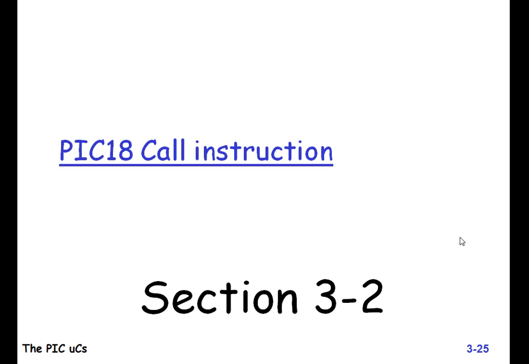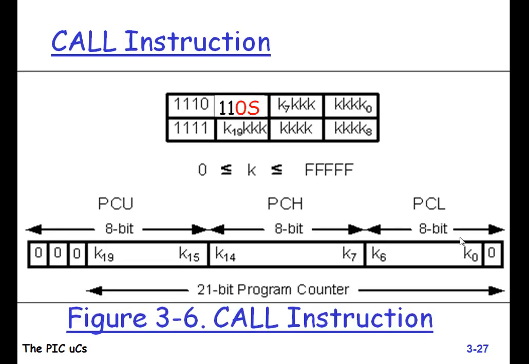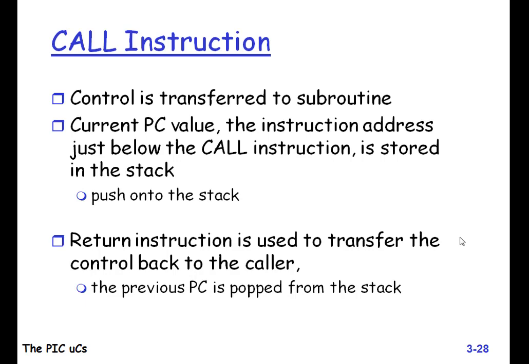PIC18 call instruction. These are in section 3.2 of the book. You can also read it from the book. Call instruction: these call a subroutine, like a 4-byte long call instruction or a 2-byte relative call instruction. There is a format of the program counter, which is a 21-bit counter, and there is spacing from 0 to 5 times F. Call instruction transfers control to the subroutine.